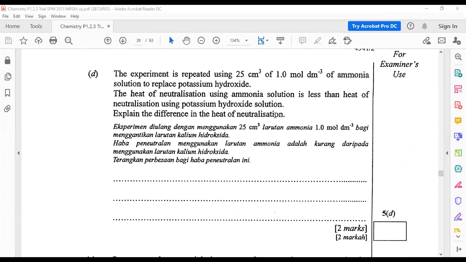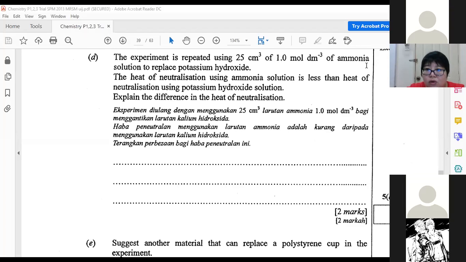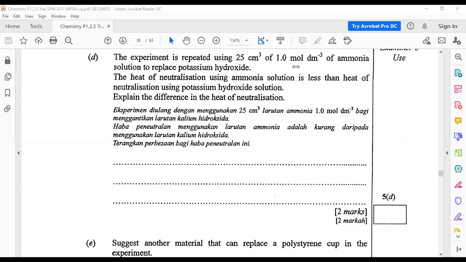The experiment is repeated using the ammonia solution to replace the potassium hydroxide solution. Now, meaning to say just now is a strong and a strong. Okay, Chia Yuan, Yan Jun is asking if she writes an ionic equation, can or not? What do you think? I will ask our friend to answer you. I will ask teacher Alvin. Teacher Alvin, is she correct if she's putting ionic equation?